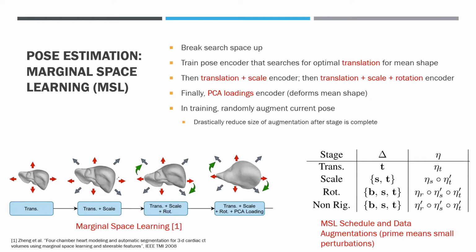So the way that marginal space learning works is that it's a technique used to break up the search space for pose estimation. So let's say you're trying to estimate your translation, scale, rotation, and your non-rigid PCA loadings. Instead of trying to estimate it all at once, you would train a pose encoder that searches for the optimal translation first. So only translation. Once that pose encoder is trained, you would then train a translation and scale encoder, whose starting point would be the endpoint of the translation encoder. In this case, it's trying to estimate both scale and also fine tune the translation a little bit. And because you're starting from where the translation encoder ended, your starting point should be quite good. So you only should need to do little fine adjustments to translation, but your search space for scale may be large. And then you do the same thing again for translation, scale, and rotation, where again, your search space for translation and scale are probably small, but the rotation search space will be large. And then you finally do that with the PCA loadings.